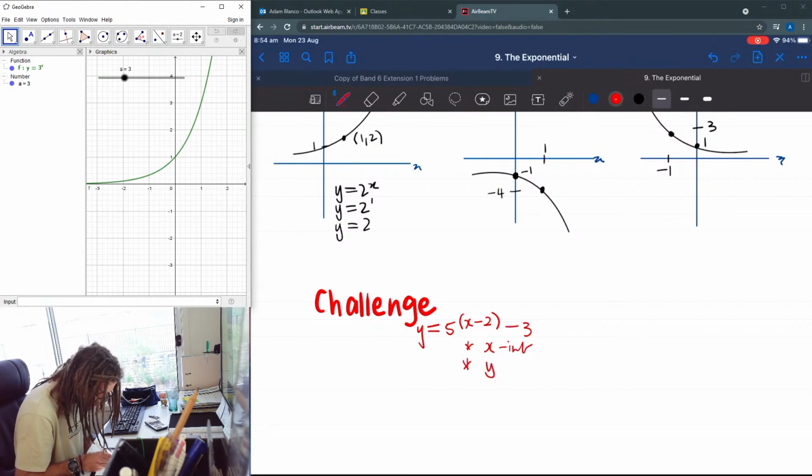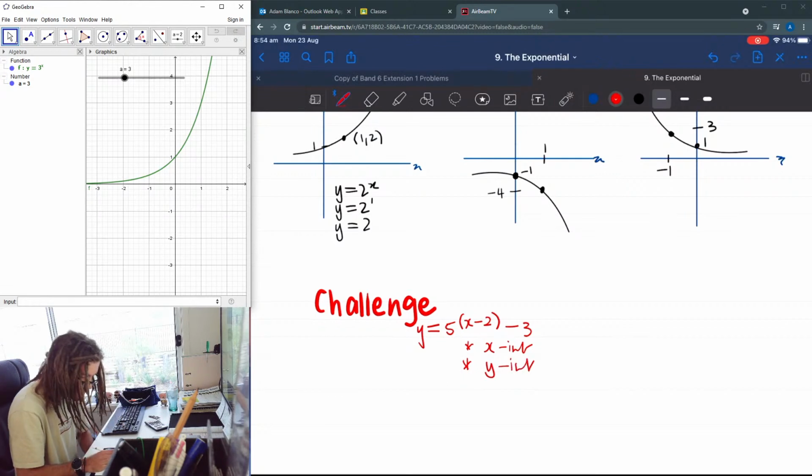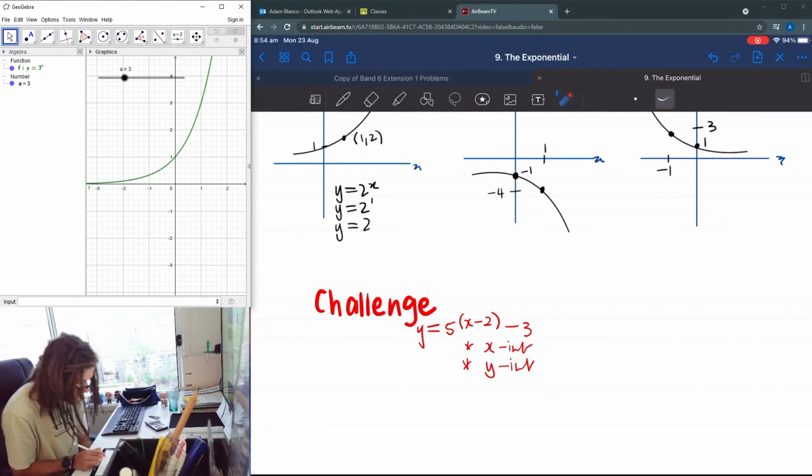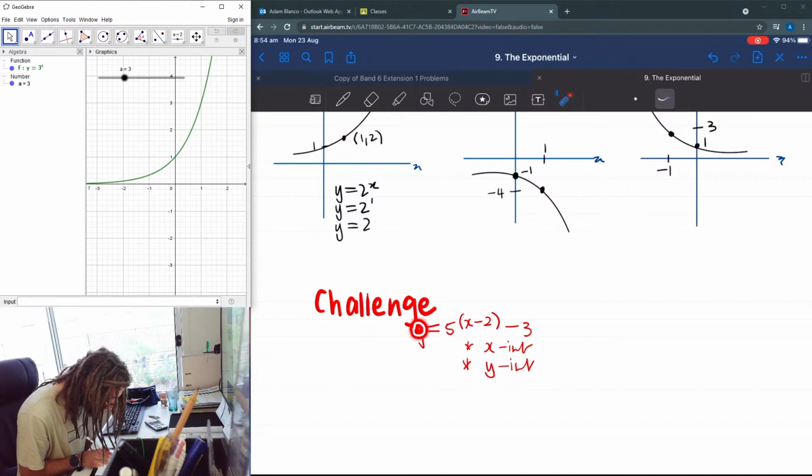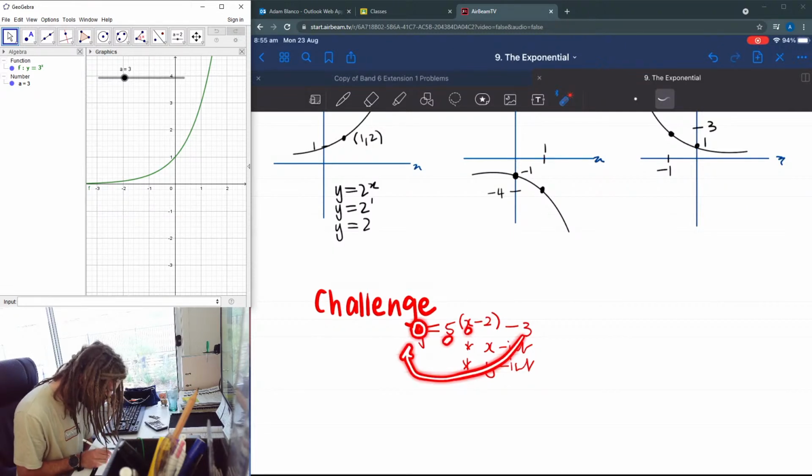Now, the y-intercept, I want you to think about what's going to happen when I try and solve for this. So if I want to find an x-intercept, I need to make this equal 0. Then I need to solve it for x. So in order to do that, I'm going to have to move the 3. Now I'm going to get rid of this 5 because there's this power on top.